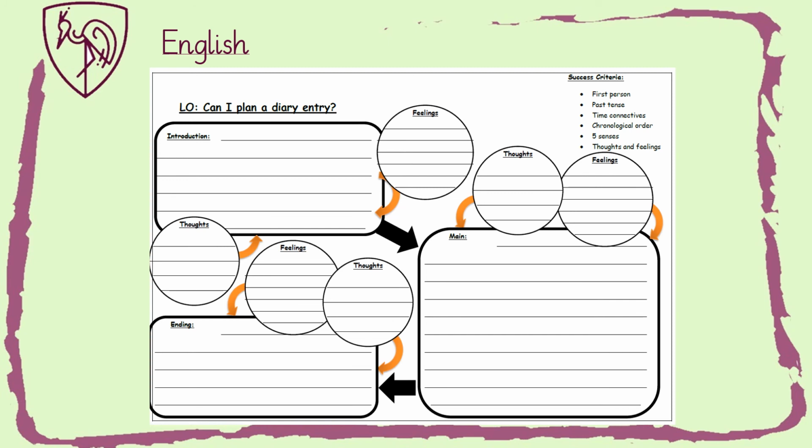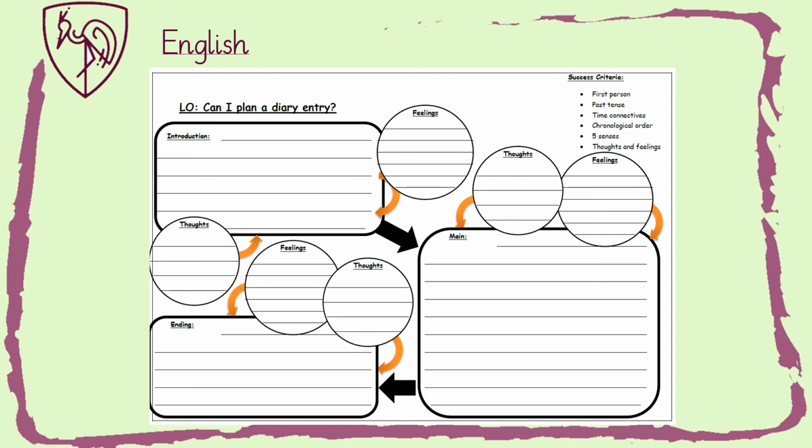First person: Marcy Brownstone writing this about herself. Past tense, these things have already happened, so please be careful with those verbs. Time connectives, we're going to put things in an order, which is our next point. So time connectives are really important. The chronology is really important. We write this in the order that it happened.